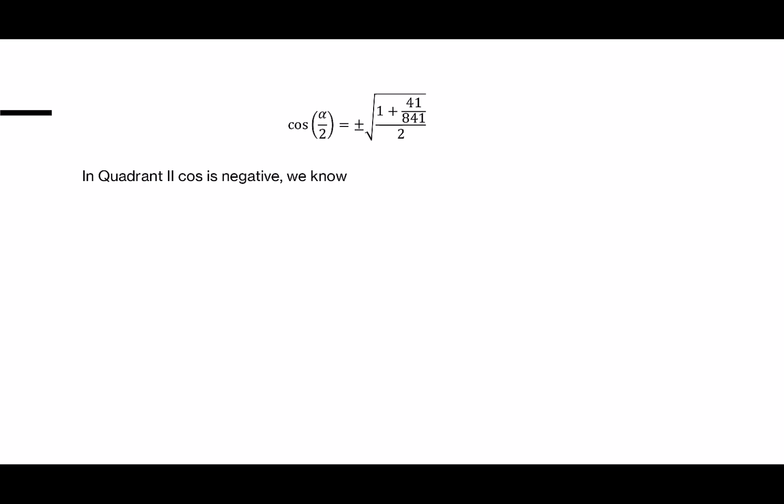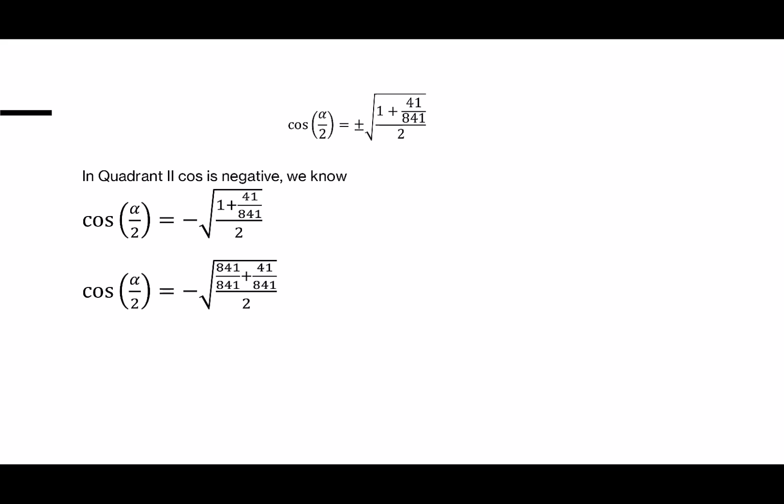Because we know alpha over 2 is in quadrant 2, we know that cosine will be negative. This says that cosine alpha over 2 is negative the square root of (1 plus 41 over 841) divided by 2. To simplify, I'm going to rewrite 1 as 841 over 841. Simplifying, I have negative the square root of (882 over 841) divided by 2.